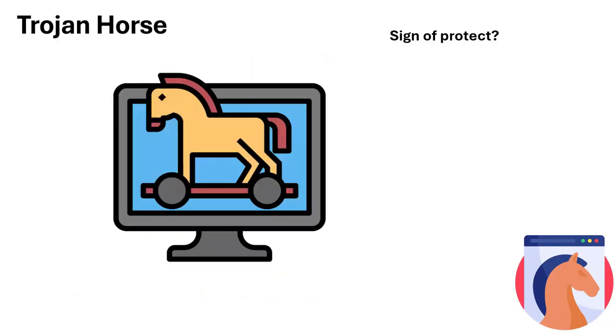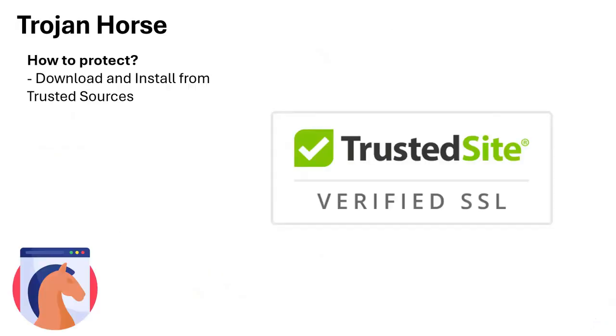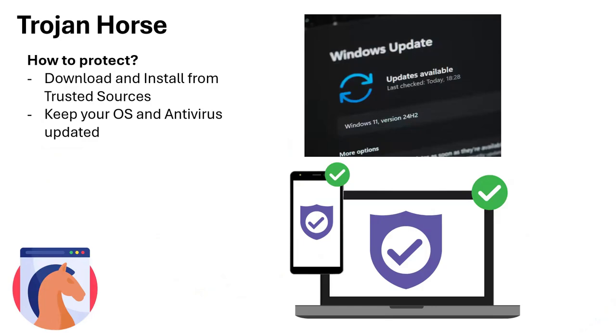Next, how to protect from the Trojan horse. Always download software from trusted sources. Secondly, keep your operating system updated. Your antivirus should also be updated. Latest patches should be downloaded.